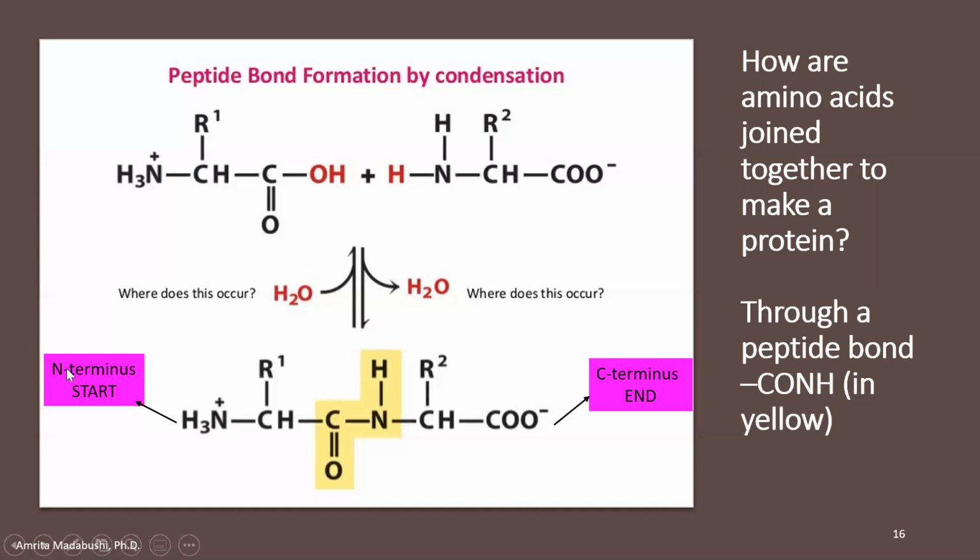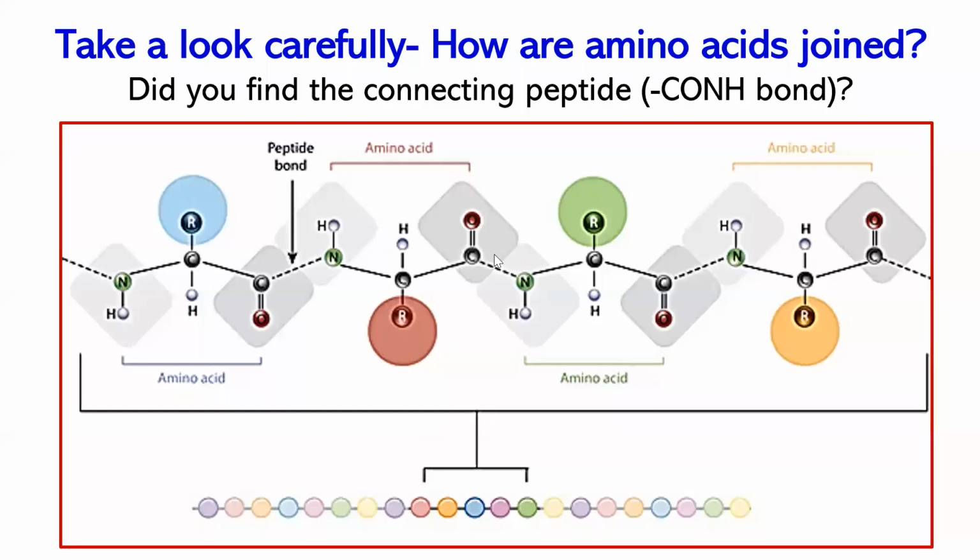So if you see here, there are also 2 labelings here. N terminus is the start, which you can see here. This is because you're facing an NH3. And ending is the CO minus, so that is the C terminus. So just getting you used to the nomenclature. This is the peptide bond. It's between every amino acid.